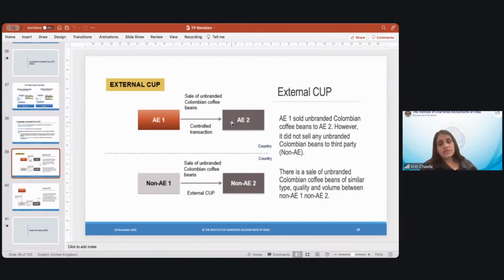So what we do is we look for a comparable transaction. We find that there are two independent parties in the market: non-AE1 and non-AE2. As in, these two enterprises are not related to each other at all, and they are also selling unbranded Colombian coffee beans. So we see the price at which these are transacting, and we adopt this as the ALP for this kind of transaction. So we use something called external CUP. External because we find external parties and we adopt their price as the arm's length price.